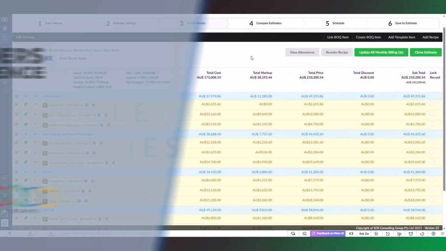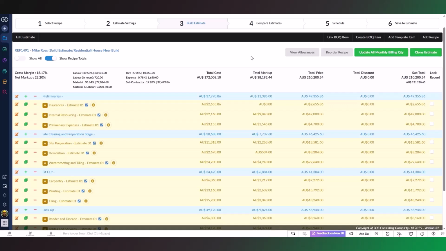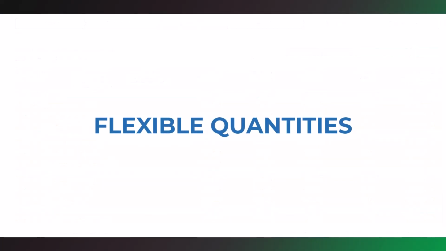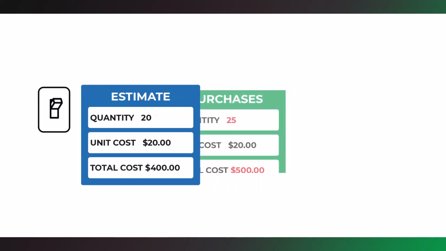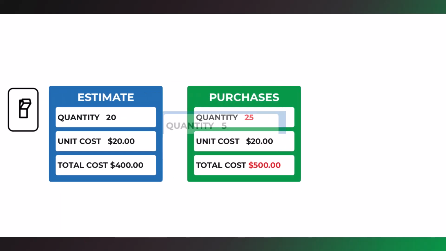In this video, we are going to demonstrate the flexible quantities feature when estimating. Let's start by understanding what flexible quantities mean. In Builder's Excellence, your purchasing power is limited to the estimated quantity. For example, if you estimated 20 light switches, your team cannot purchase more than 20 without raising a variation.